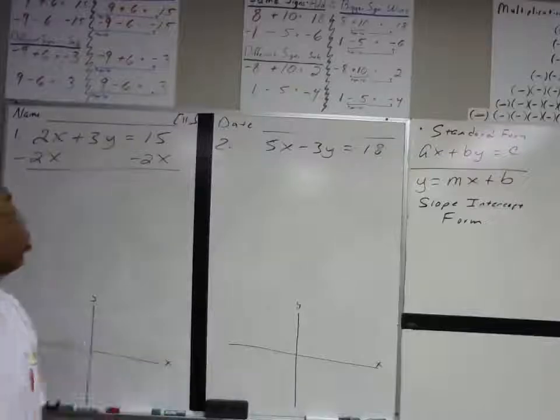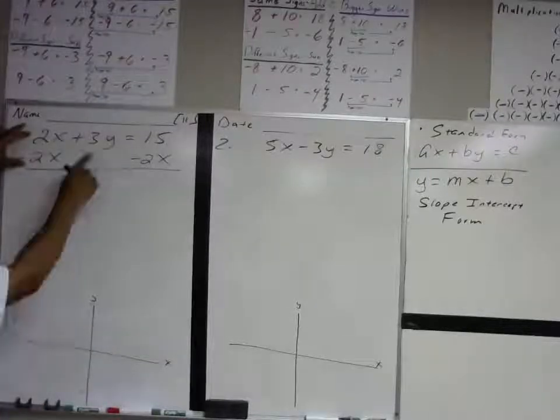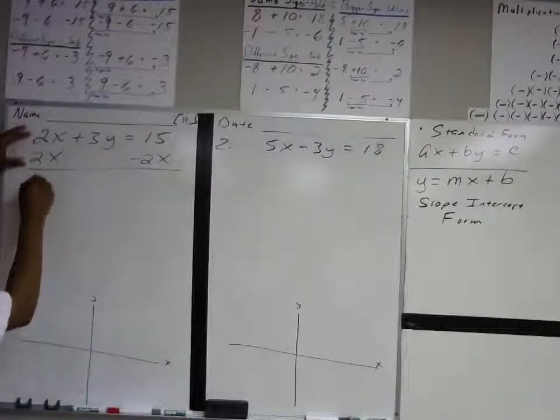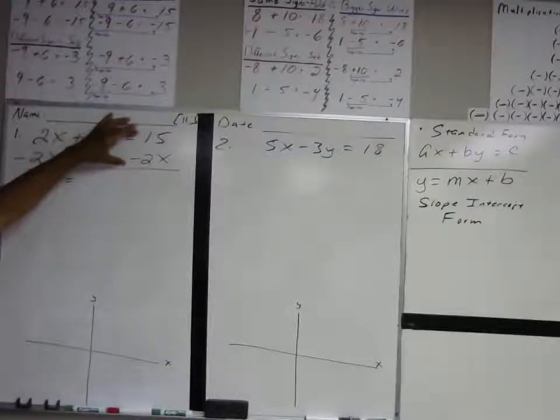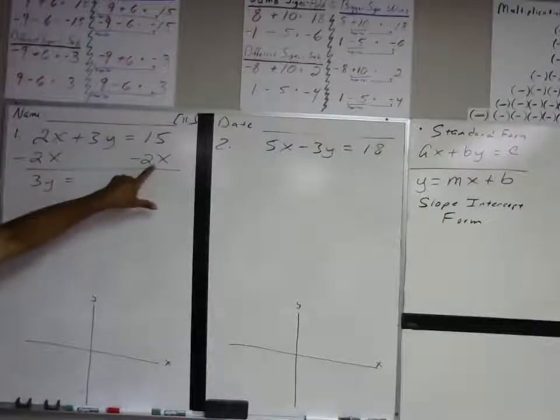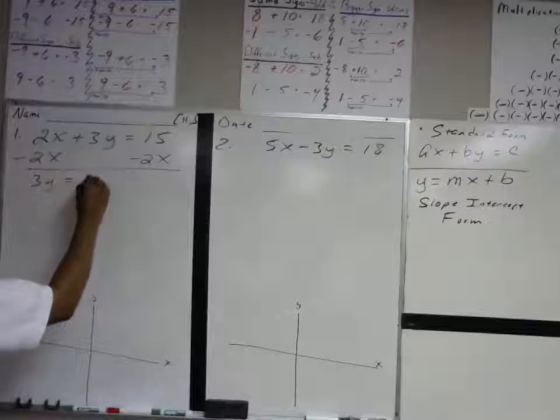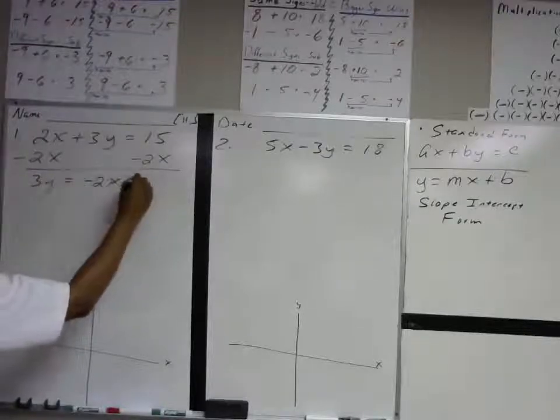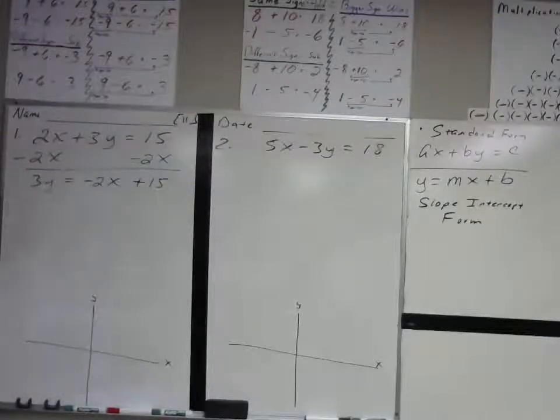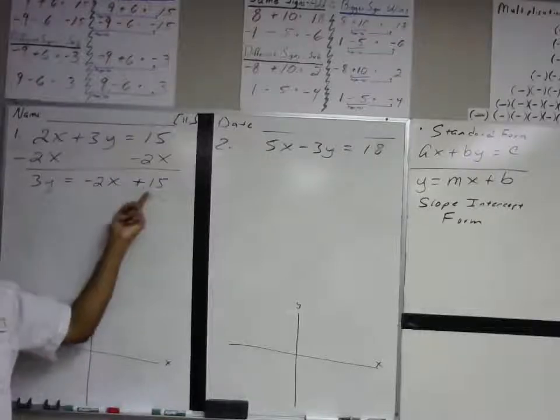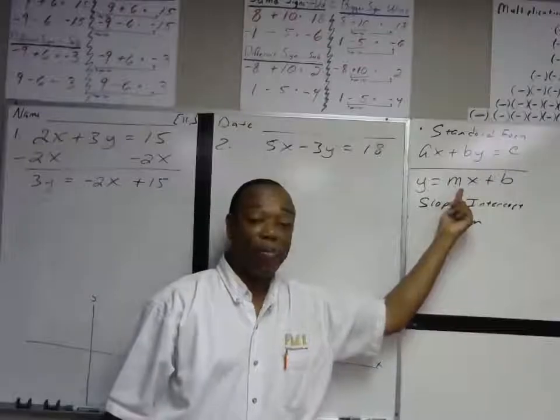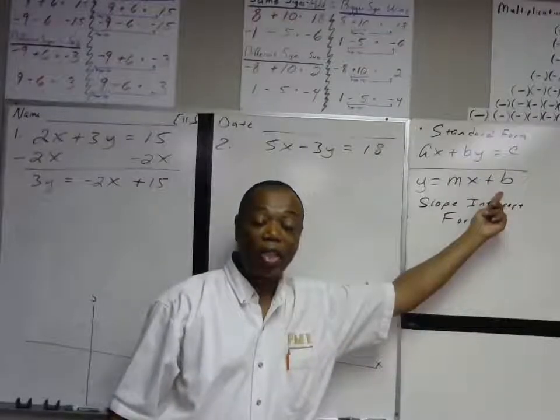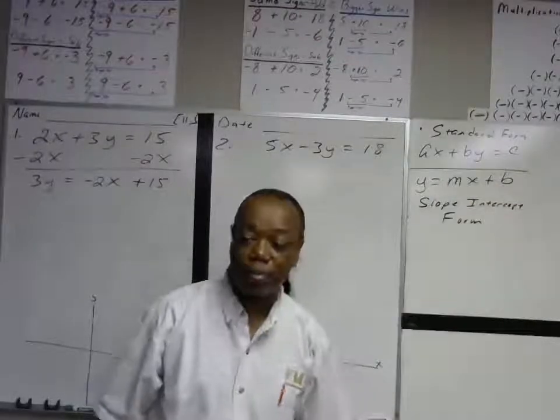As a result, this is going to cancel, and what you'll have on the left side is a 3y equals, and what's going to be on the right side, we have a positive 15 and a negative 2x. We're going to put the negative 2x first, and then the positive 15 behind it. The reason why we're doing this, the x will go first and the 15 will go second, is because slope-intercept form has the x first and then the constant last on the right side.